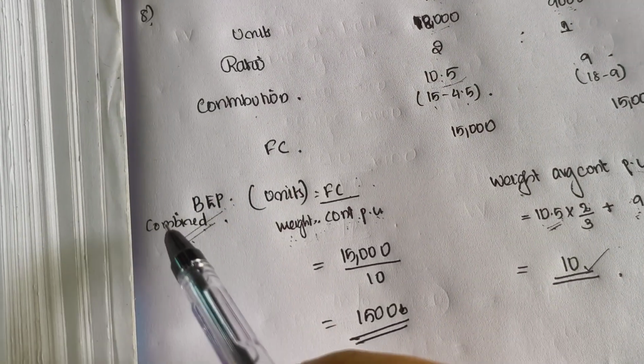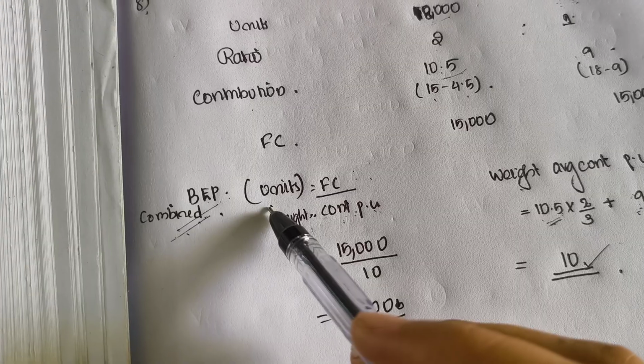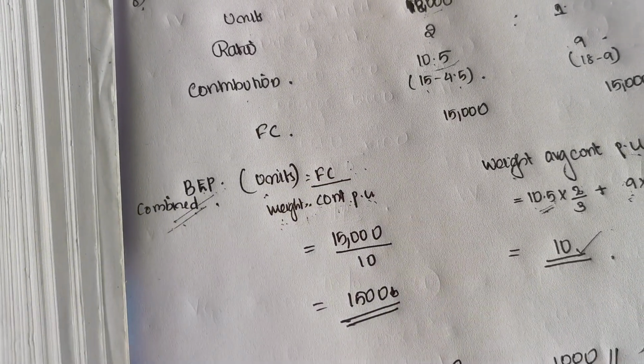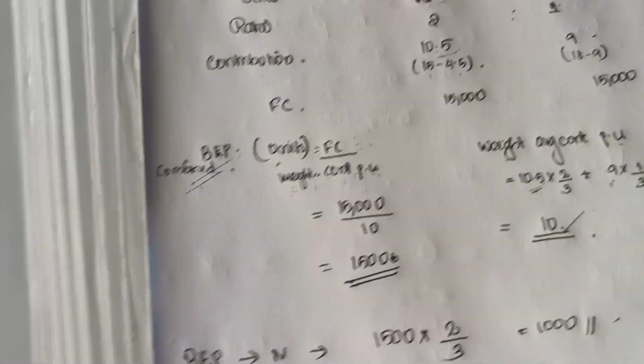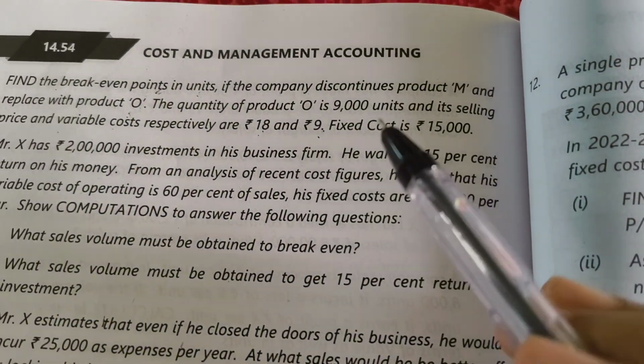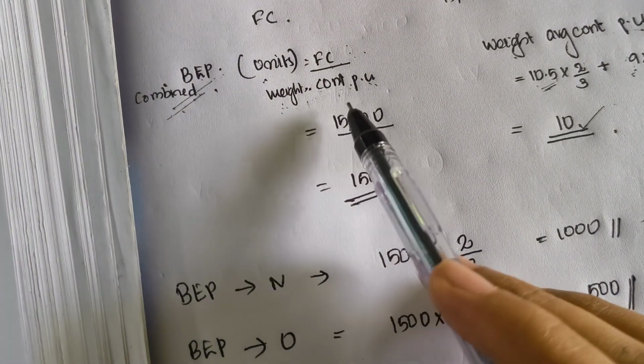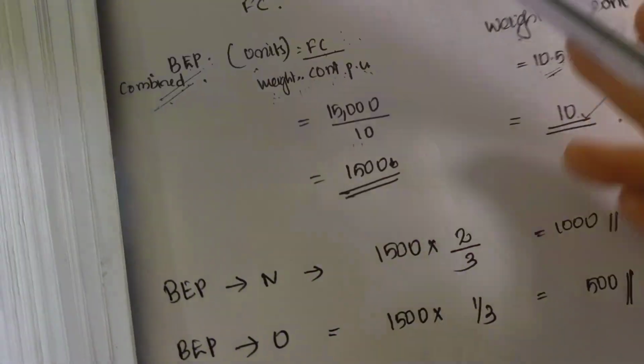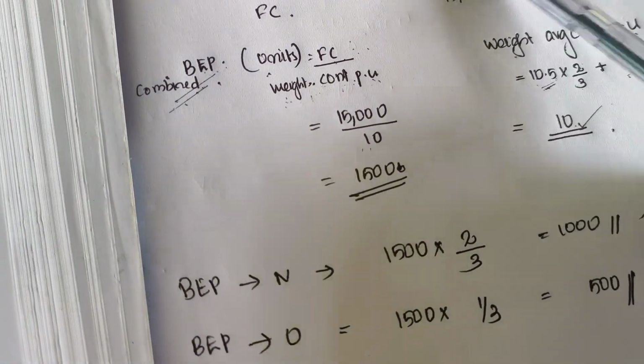Now we can find the combined break-even point in units. Combined break-even point in units is fixed cost by weighted average contribution per unit. Fixed cost is given in the question. Fixed cost is given as 15,000. So 15,000 divided by weighted average contribution per unit 10. So we will get the combined break-even point as 1,500.